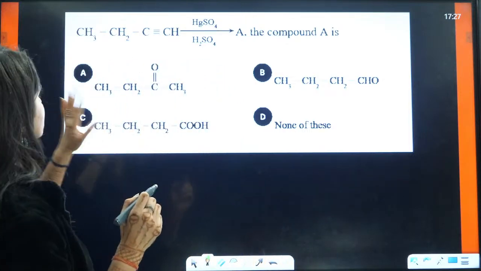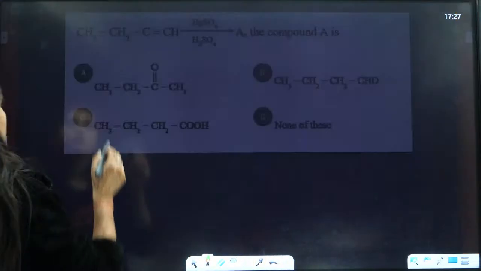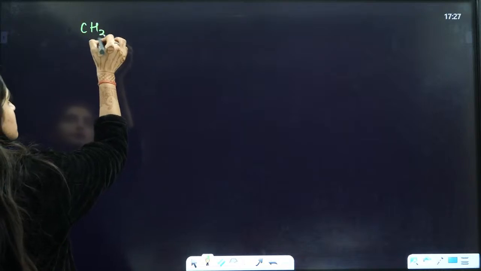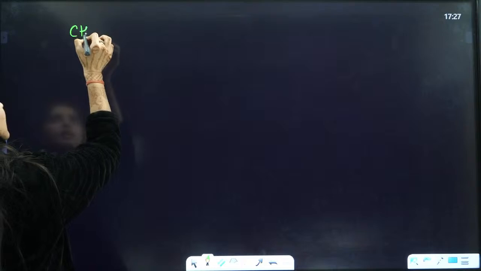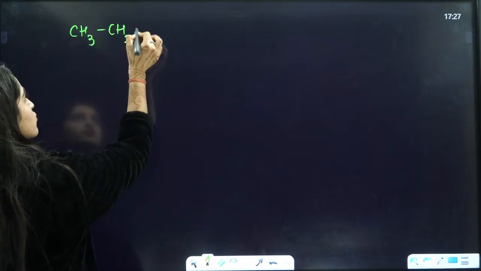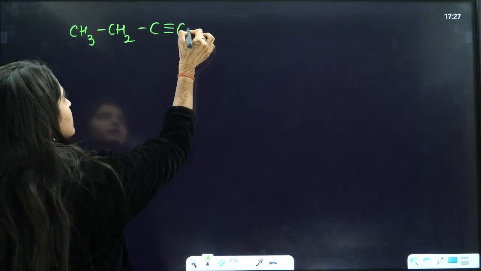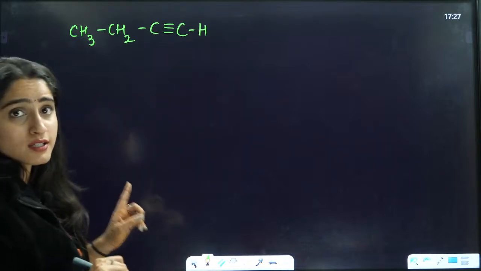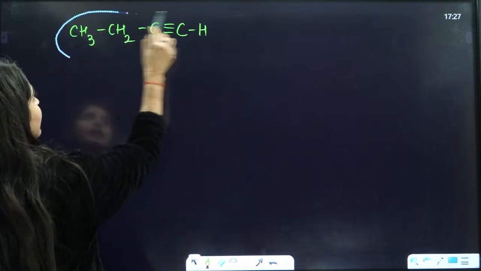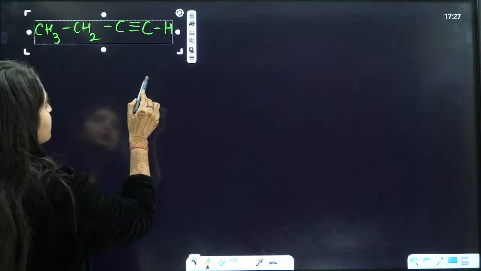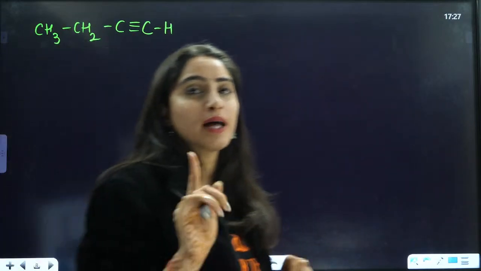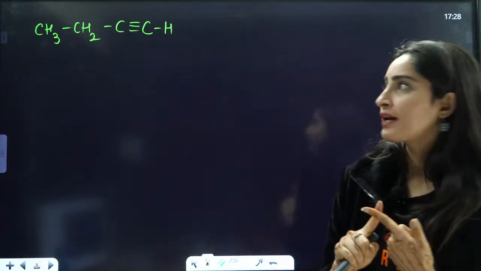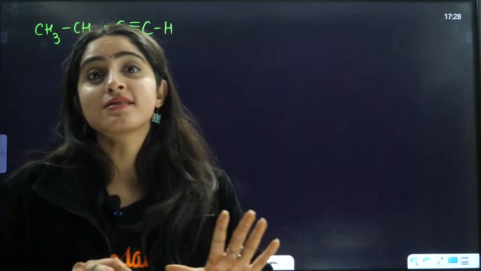So it is CH3, CH2, C triple bond CH. That is your reactant side. Now what we need to do, everybody? There is one thing involved, that is tautomerism, and everything else is the same.